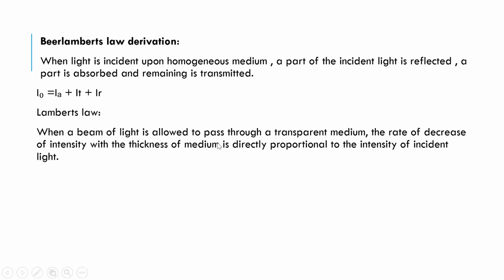What is Lambert's law? When light is allowed to pass through a transparent medium, the medium absorbs some part of the light, so there is a decrease in the intensity of the light. The rate of decrease in intensity is directly proportional to the intensity of incident light. When a beam of light is allowed to pass through a transparent medium, the intensity of the light decreases, and the rate of decrease in intensity of the radiation with the thickness of the medium is proportional to the intensity of the light.